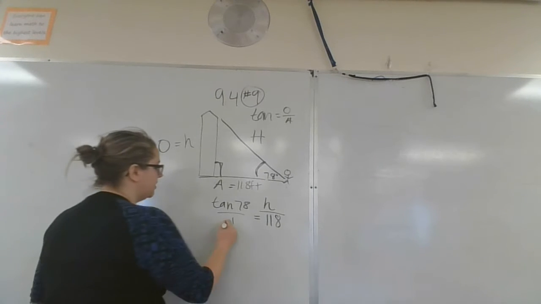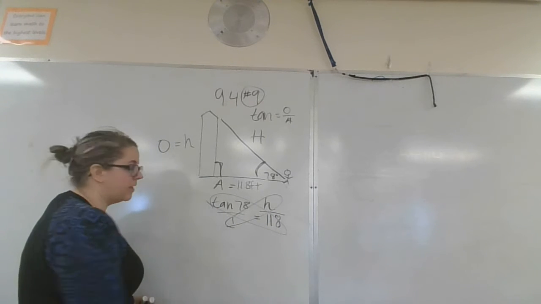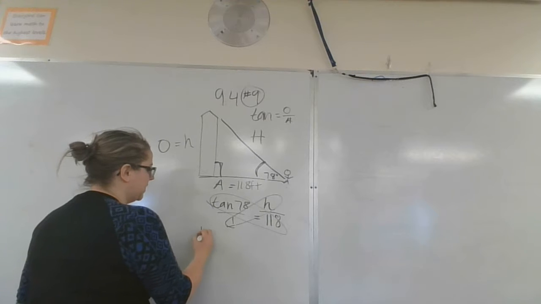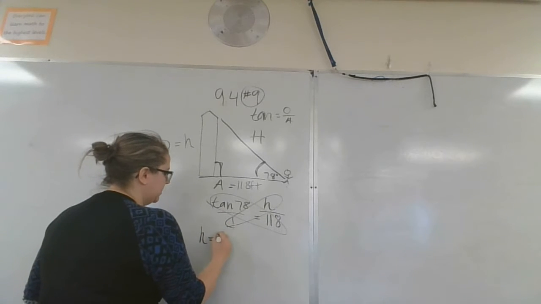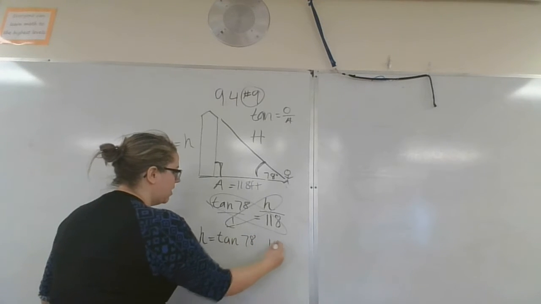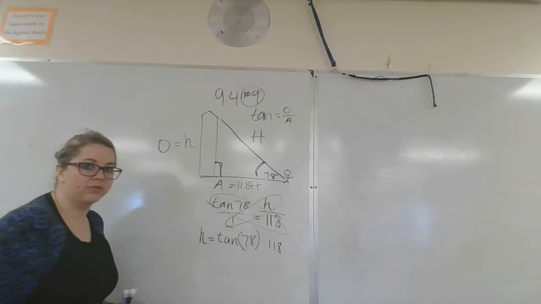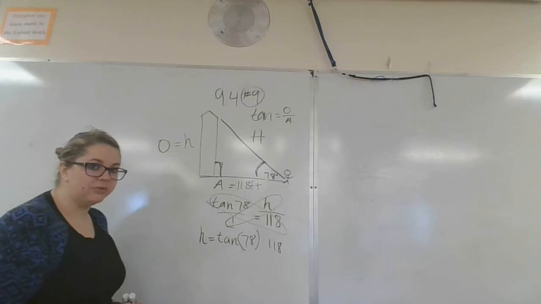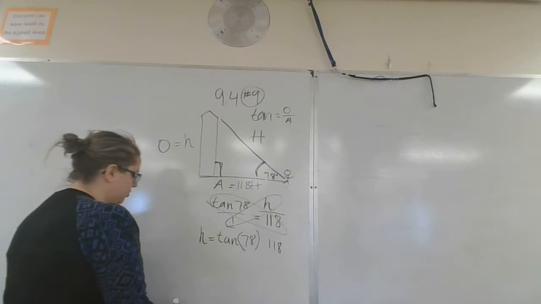I'm going to cross multiply now. When I cross multiply, I have H times 1, which is H, equals tangent of 78 times 118. Now, when you put this in your calculator, make sure you have parentheses around the 78. It should make you do that, but on your phone, I'm not sure. So make sure you do this.